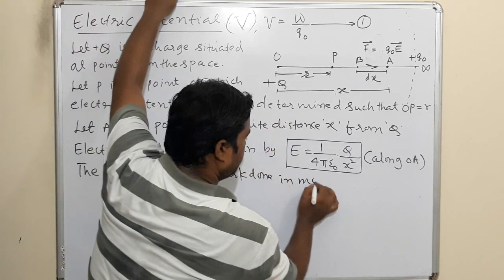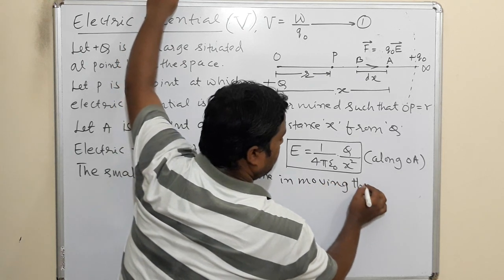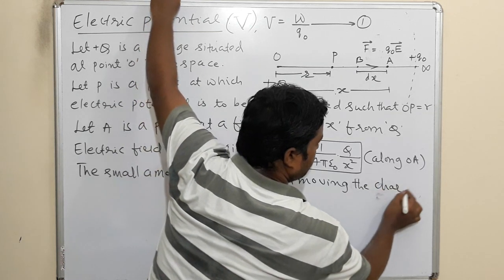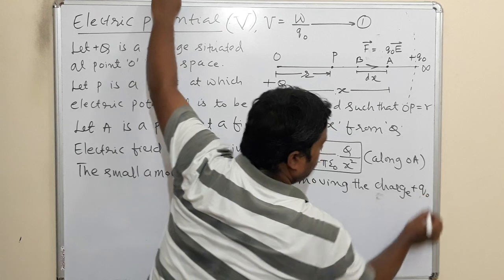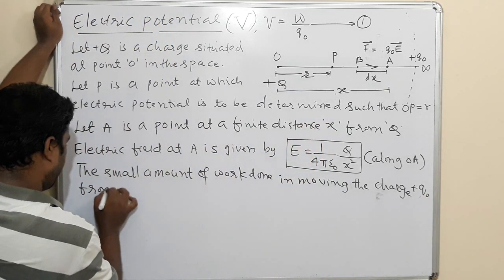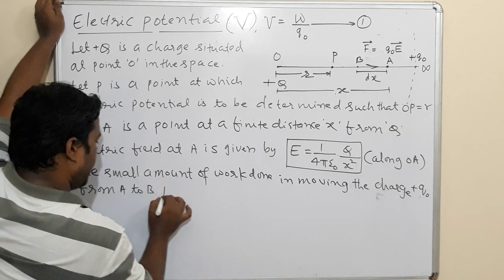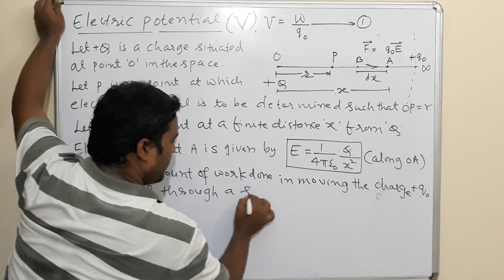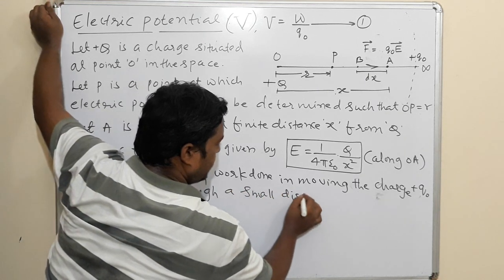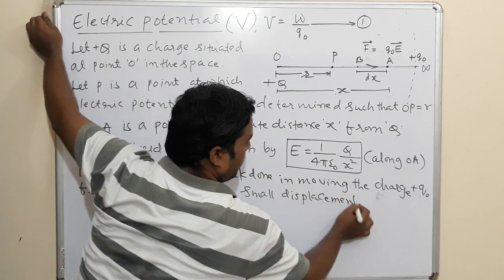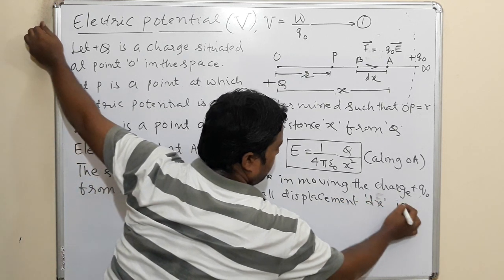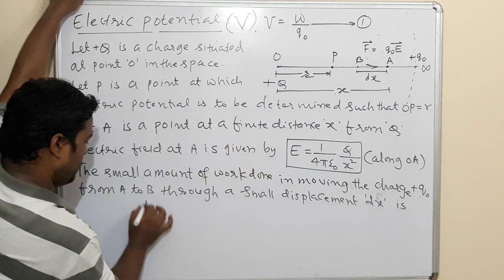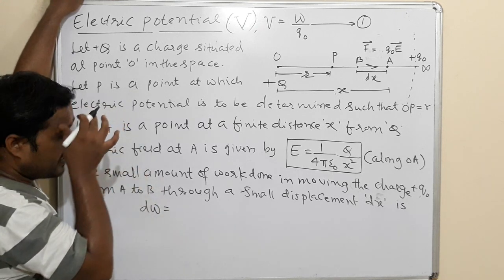in moving the charge plus Q naught from A to B through a small displacement dx is, what is the work done formula we know? What is the formula of work done? dW is equal to F dx cos theta.